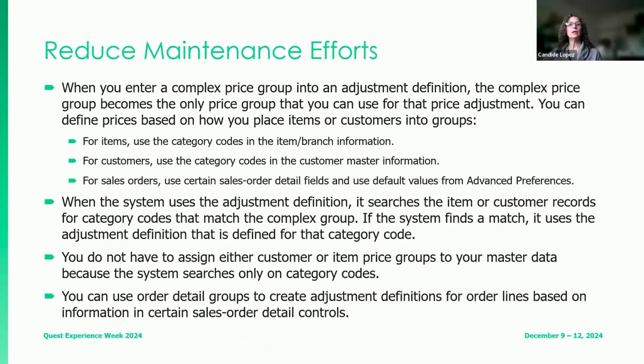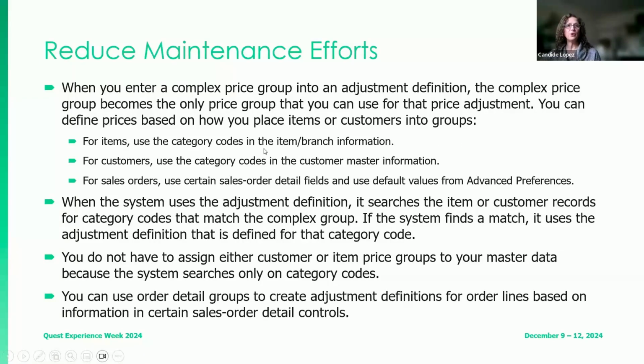So when we enter a complex price group into an adjustment definition, the complex price group becomes the only group that you can use for that specific price adjustment. It doesn't look at the customer master price group anymore. It looks at the one that's associated with the adjustment, which is a good thing. In fact, most of the time, I try always to put the groups into the adjustments because that gives you the greatest flexibility. There again, you can define prices based on how you place items or customers into groups.